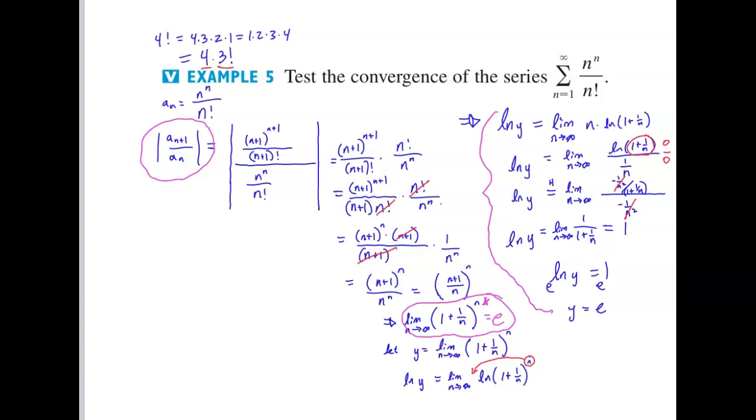And since e is greater than 1, this is divergent. I'm going to say, therefore, sigma a sub n is divergent by the ratio test.